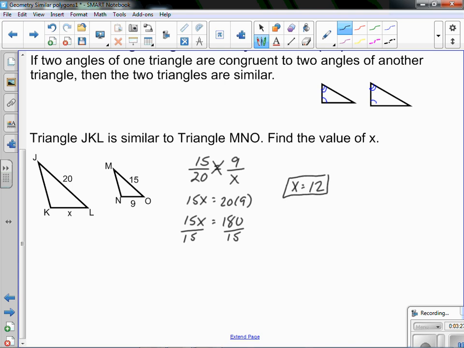So just like when we were finding the proportions or checking to see if they're similar, all those ratios have to be the same. So we can use that fact or that piece of information to solve for a missing side if we know that the two triangles are similar. Any question on that? Set up the proportion, cross multiply, and then solve it as a regular algebra problem.